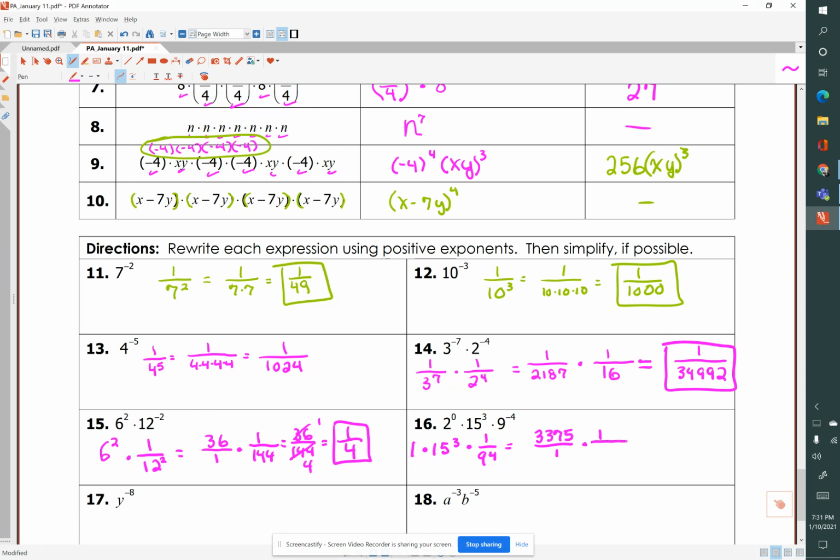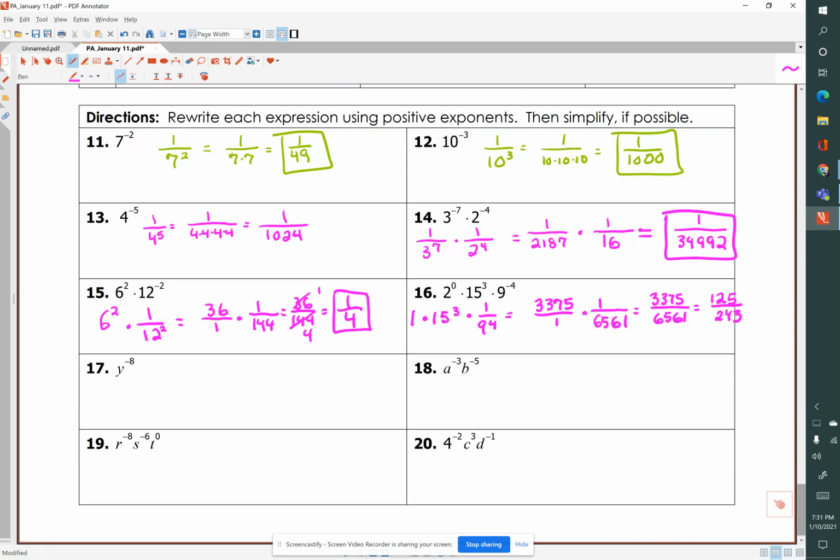9 to the fourth is 9 times 9 times 9 times 9, or 6,561. So that would give us 3,375 divided by 6,561. If we used a calculator to help us, we could reduce that to 125 over 243. And let's do numbers 17 and 18, 19 and 20. Try them on your own first, and then come back.